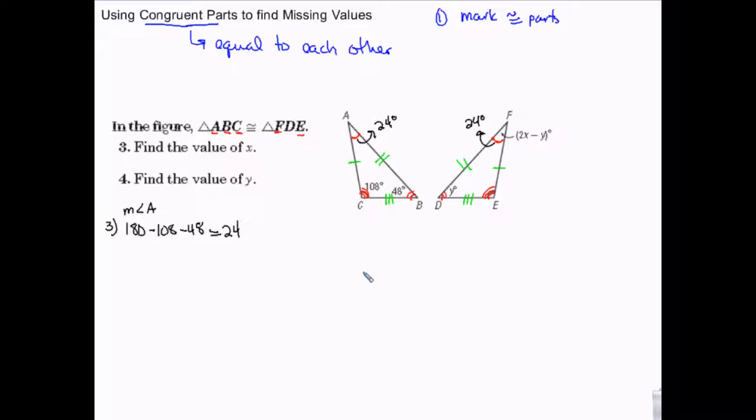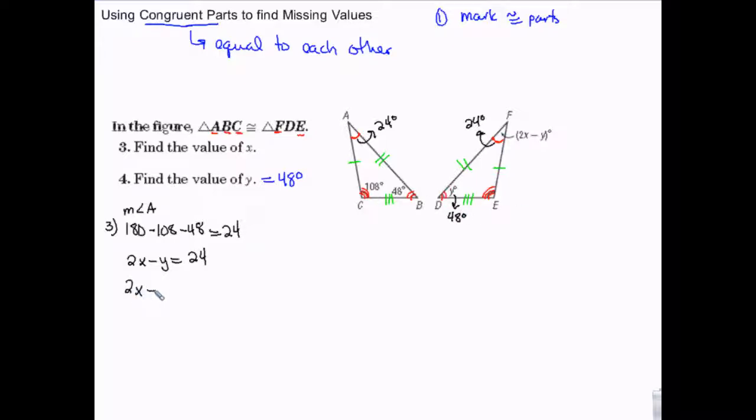So far, follow? Okay. So then I'm going to set 2x minus y equal to 24, but I can't solve that yet. But I have that this angle here is y. Angle D and angle B are the same, so if this is 48, that makes this 48. That's the answer to number 4 right there. Okay. So now I know that that's 48.